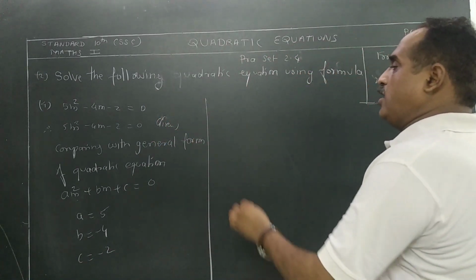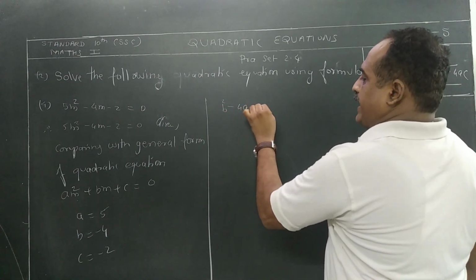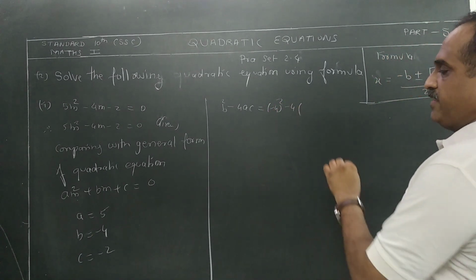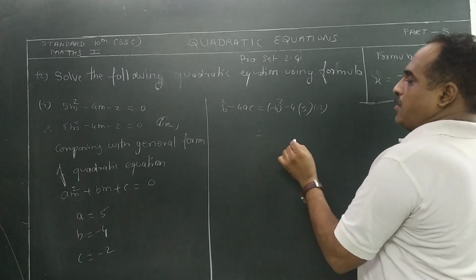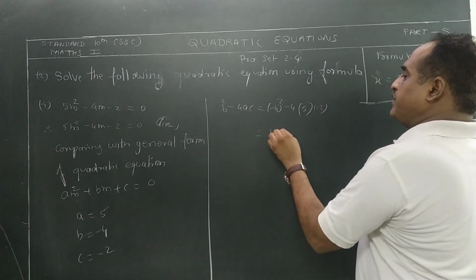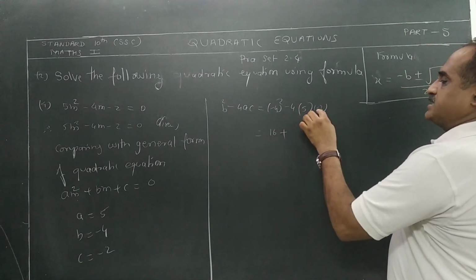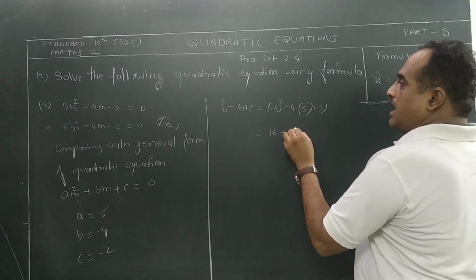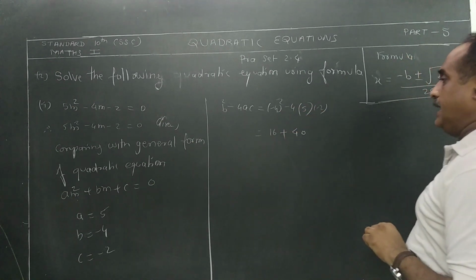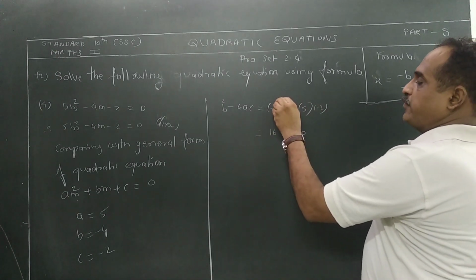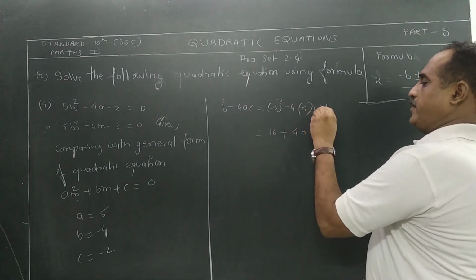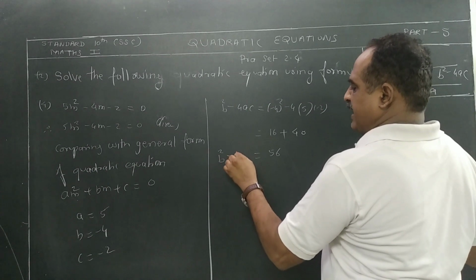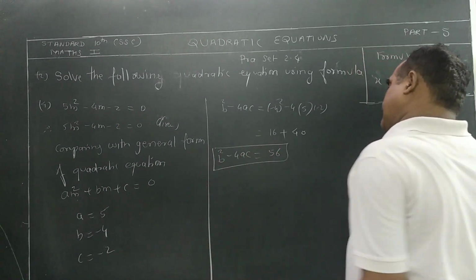First of all, we will find out the value of b square minus 4ac, which is equal to minus 4 square minus 4 into value of a is 5 into minus 2. Minus 4 square is 16, plus, minus minus plus, plus 4 5s are 20, 2 2s are 40. Once again, minus 4 square is 16, 4 5s are 20, 2 2s are 40. It becomes 56 is the value of b square minus 4ac.